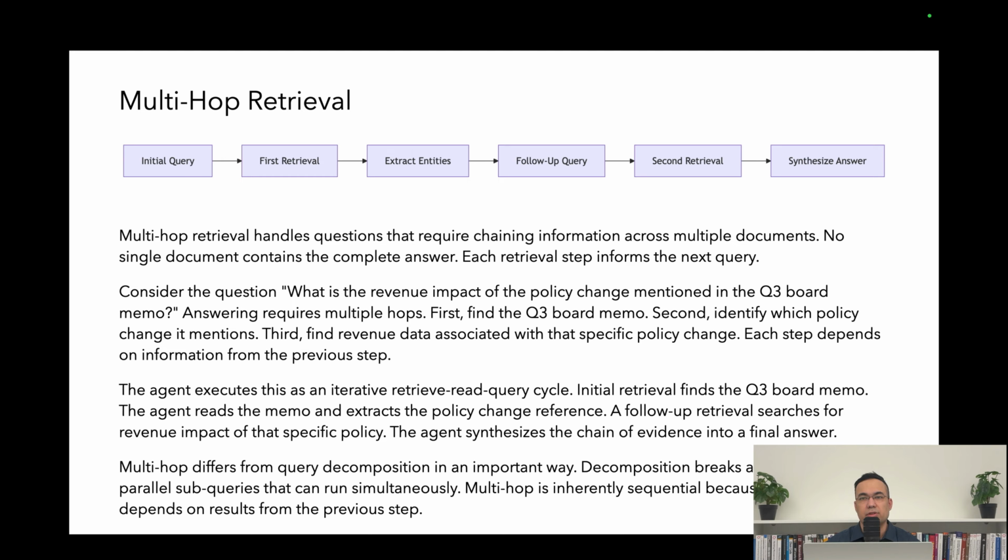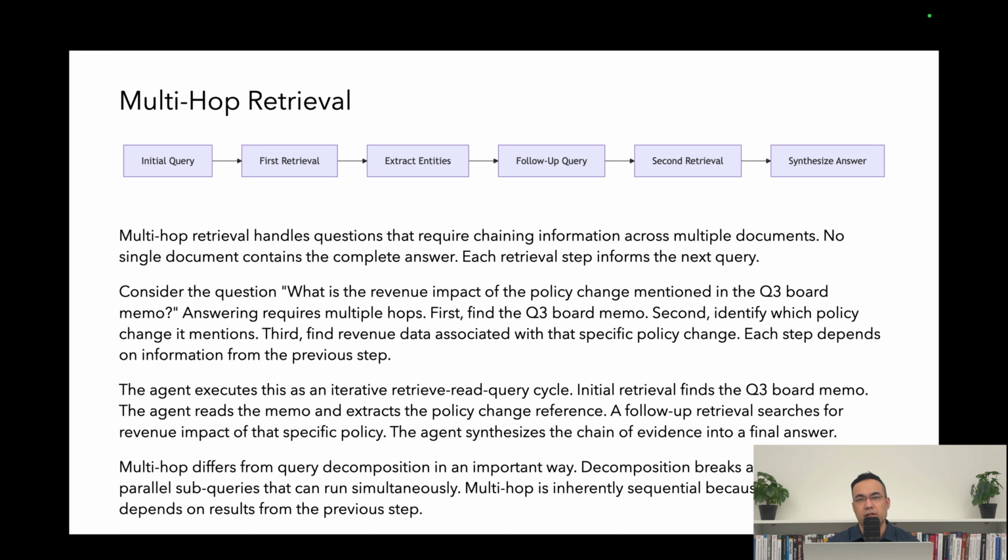The agent executes this as an iterative retrieve, read, query cycle. Initial retrieval finds the Q3 board memo. The agent reads the memo and extracts the policy change reference. A follow-up retrieval searches for the revenue impact of the specific policy. The agent synthesizes the chain of evidence into a final answer.